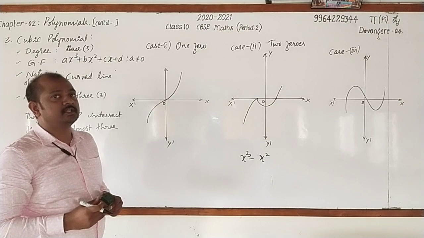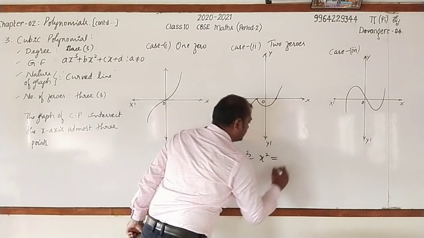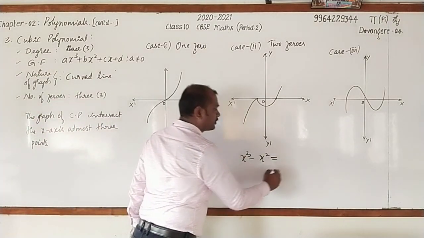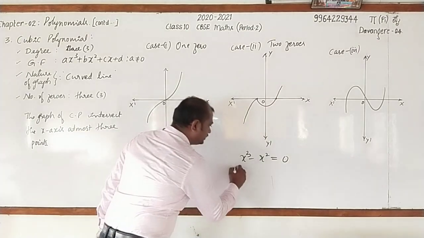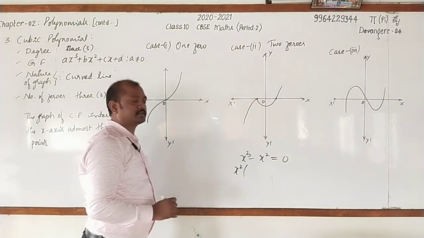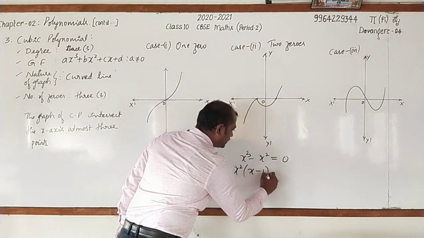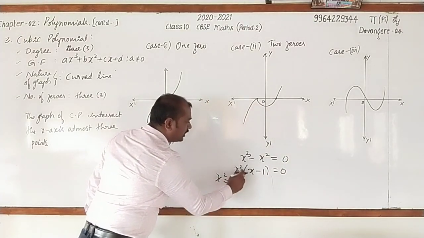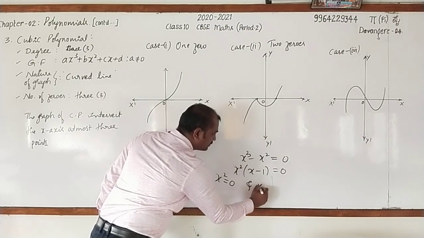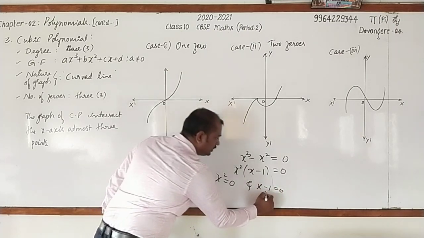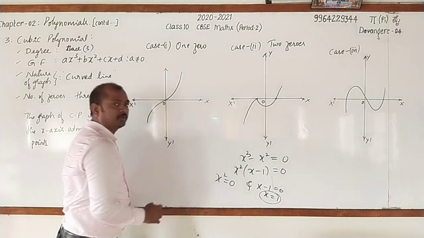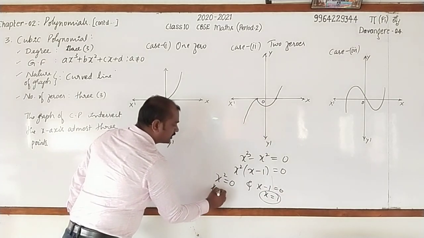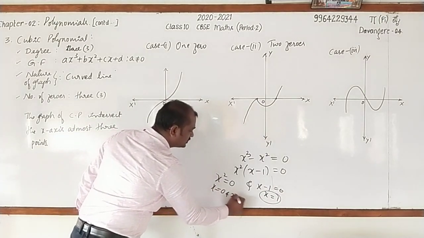How do you find out the zeros? Observe here, x cube minus x square is equal to 0. Then when you take out x square as common factor, you will get x square into x minus 1 equal to 0. Now you can equate x square to 0 and x minus 1 to 0. Here x equal to 1. What about here? x equal to 0 and x equal to 0.